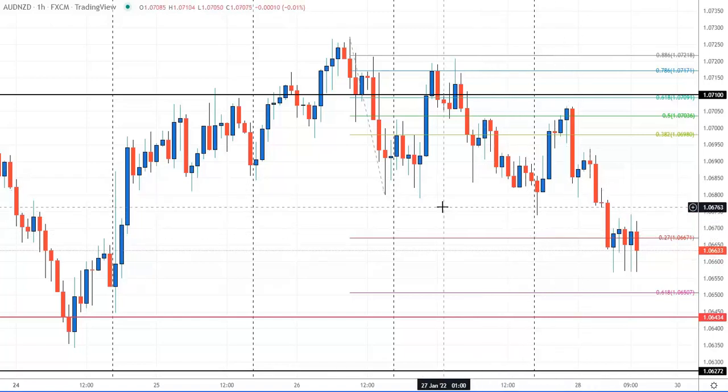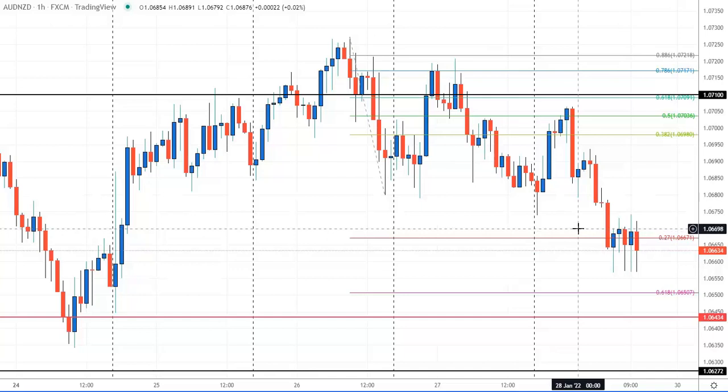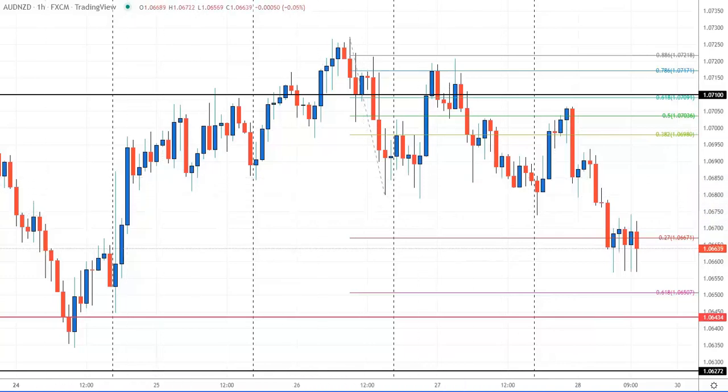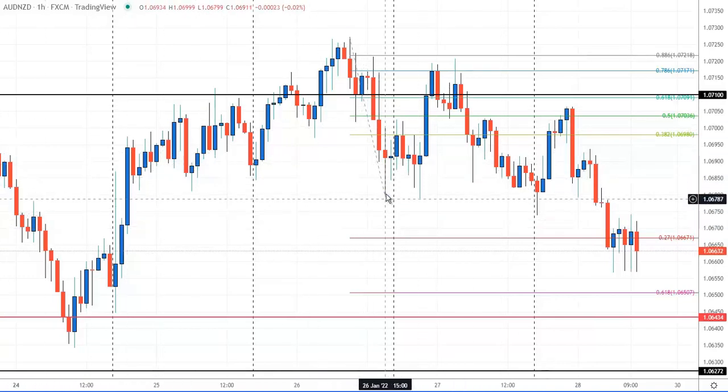Trade management is a whole other topic, and that's more individual. But this trade ended up going down to this level here, and that was worth about a 3.5 to 1 reward risk, which is pretty sweet. Nothing wrong with that. So that was that one.